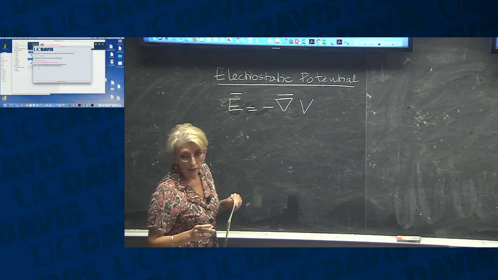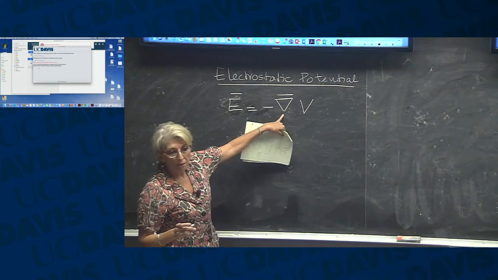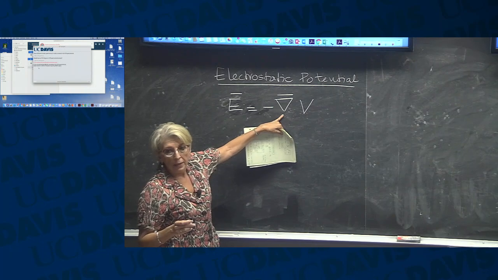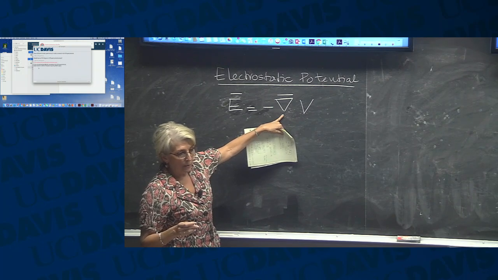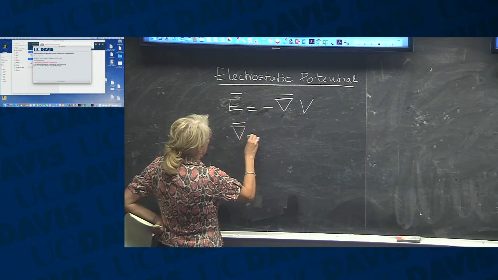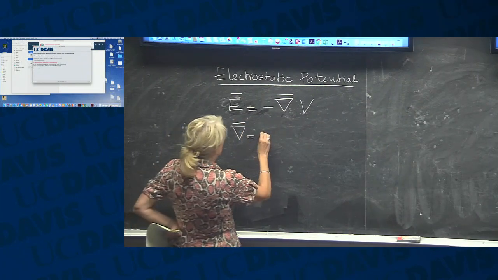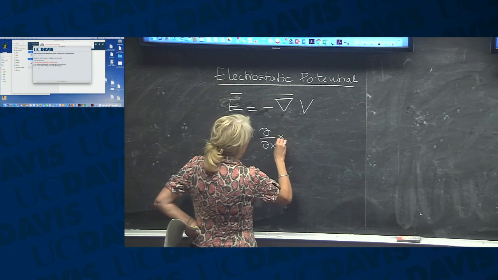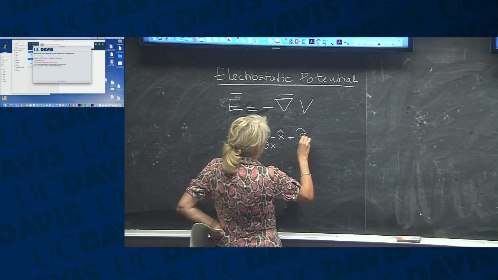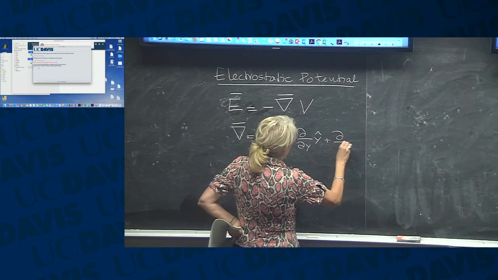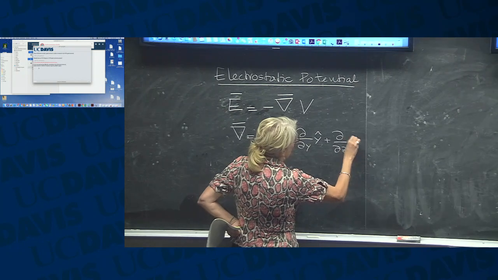Where this operator, how do we call this? The gradient or the del operator. And this operator operates only on scalar entities and is nothing else but partial derivative with respect to x plus partial derivative with respect to y plus partial derivative with respect to z. Okay?